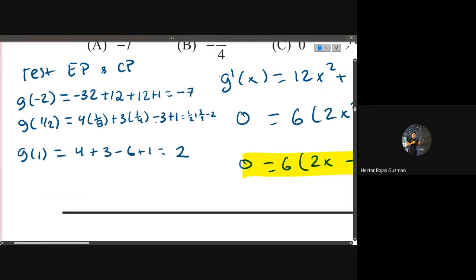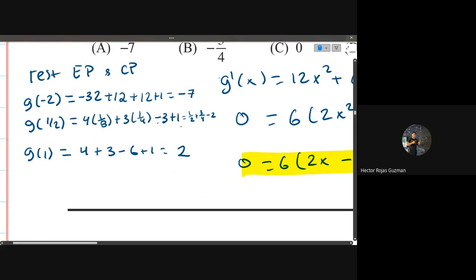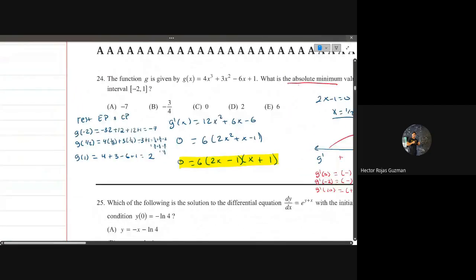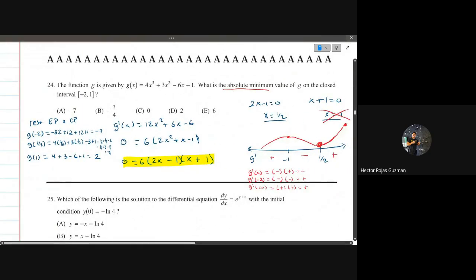Oh, I should have given myself more space. Let's get a common denominator. 2/4 plus 3/4 minus 8/4. 5 minus 8 equals -3/4. Well, there it is. -7 was my minimum, my absolute minimum.